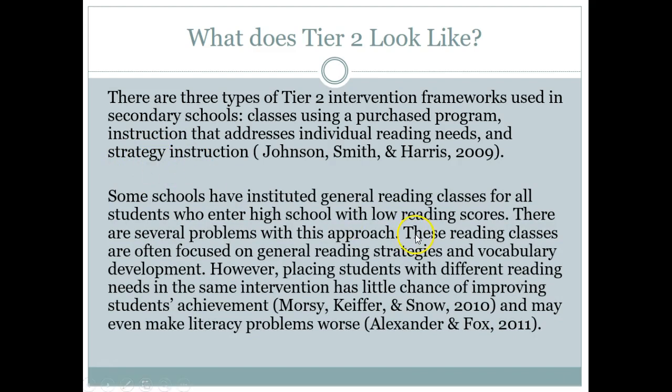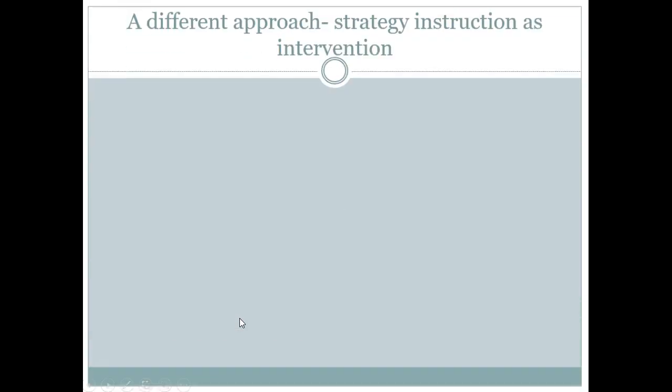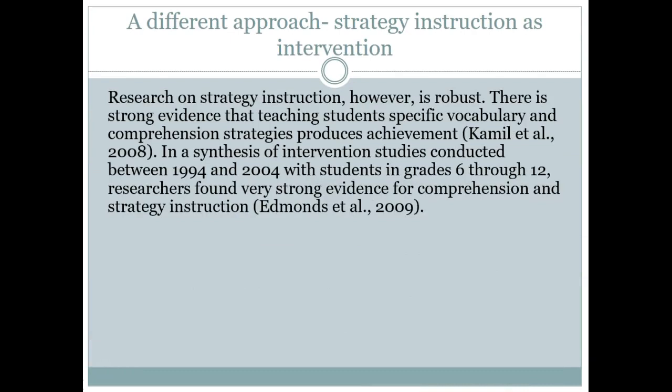So this talks about how some schools have instituted general reading classes, so that's more of here's our purchase program of how to teach reading for middle school and high schoolers with low reading scores. But these are very much a one-size-fits-all approach, and they're often focused on very low-level skills that are not needed. So instead, strategy instruction as an intervention has been found to be very effective.